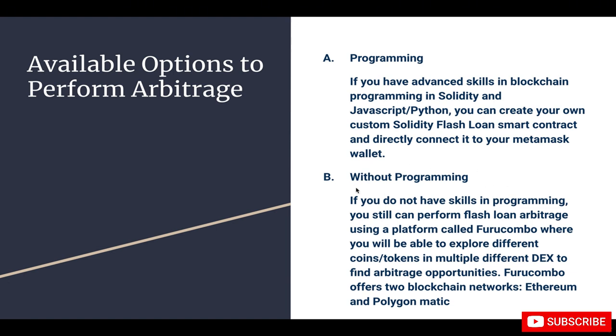So you can perform cryptocurrency Flashloan Arbitrage trading without programming here. If you do not have skills in programming, you can still perform Flashloan Arbitrage using a platform called Furucombo, where you'll be able to explore different coins or tokens in multiple different decentralized exchanges to find arbitrage opportunities. Furucombo offers mainly two blockchain networks, Ethereum and Polygon Matic. But again, as I mentioned previously, due to the fact that Polygon has relatively lower gas fees compared to Ethereum, therefore we're going to use Polygon, right?